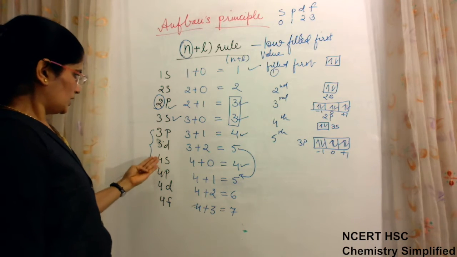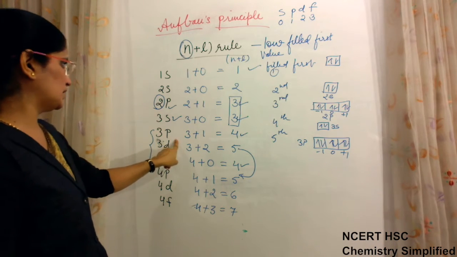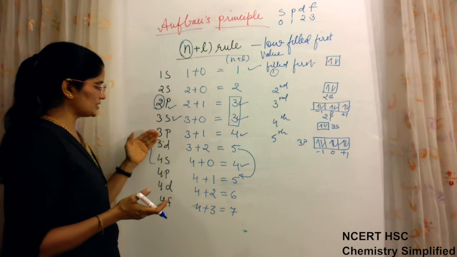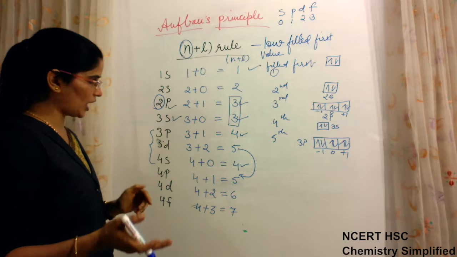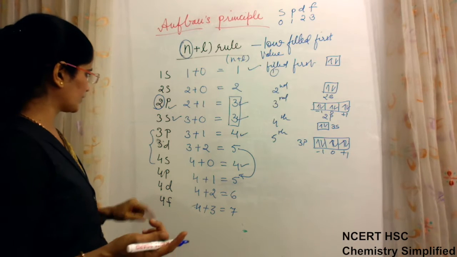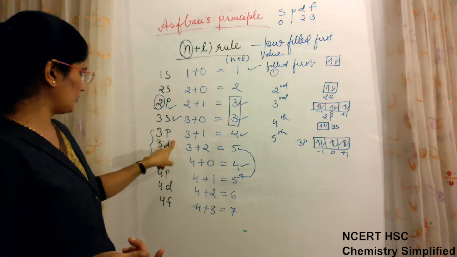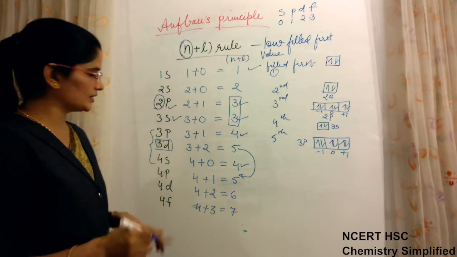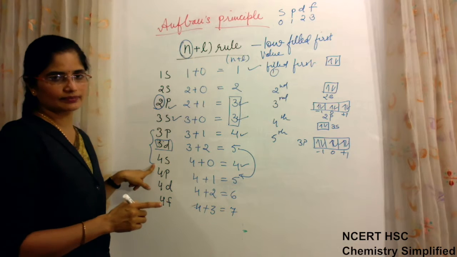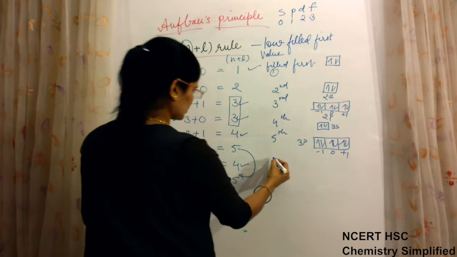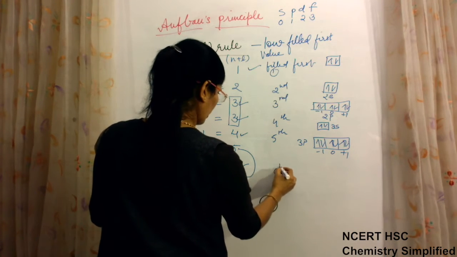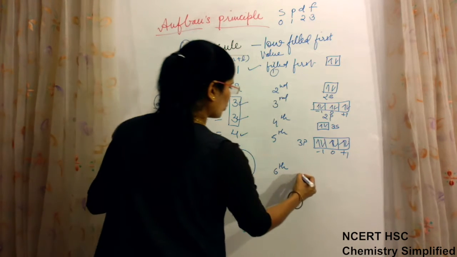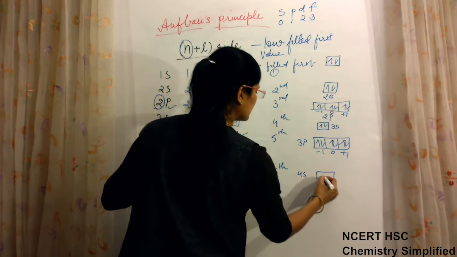Okay, now after 3p, what was in our mind is that they will be getting filled in the order 3s, 3p, then 3d, then 4s, but now the order starts changing. Now after filling of 3p, we are not going to fill 3d. The electron will not go in 3d, the electron will go in 4s. So the 6th subshell which is going to fill after 3p is 4s, and it will be filled.